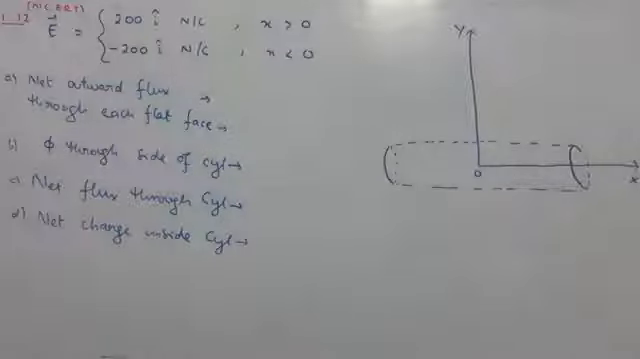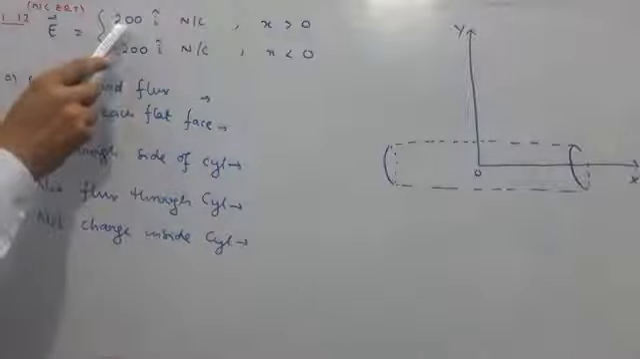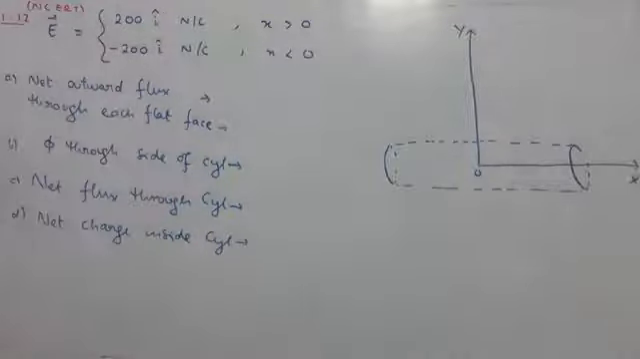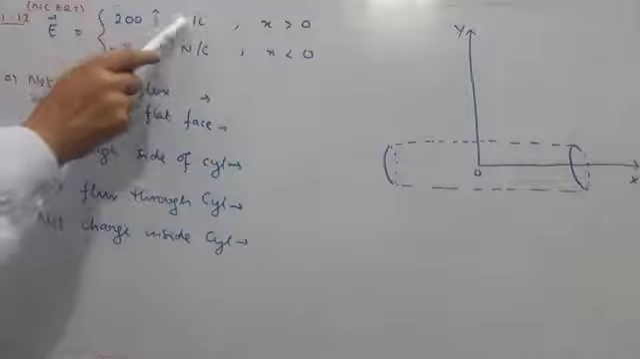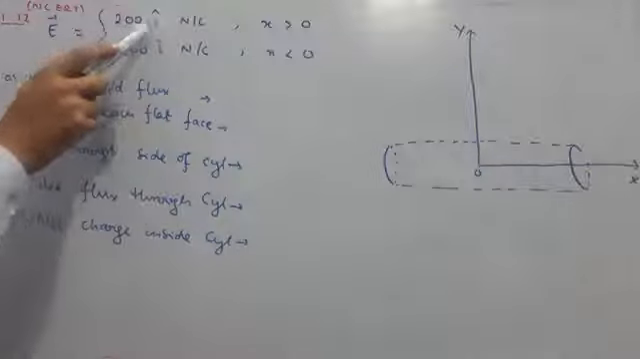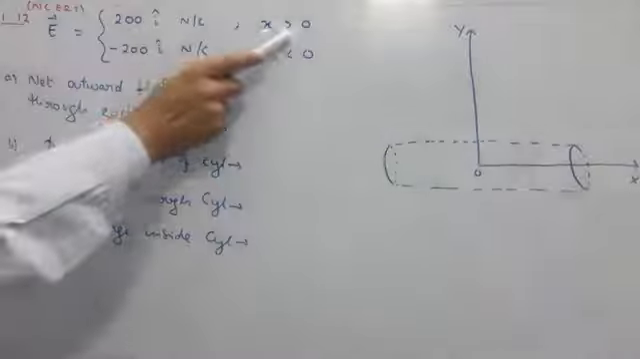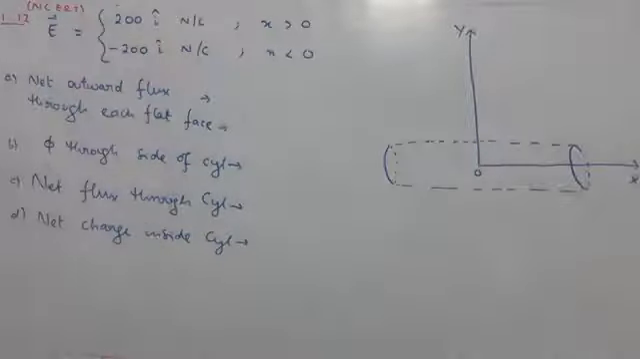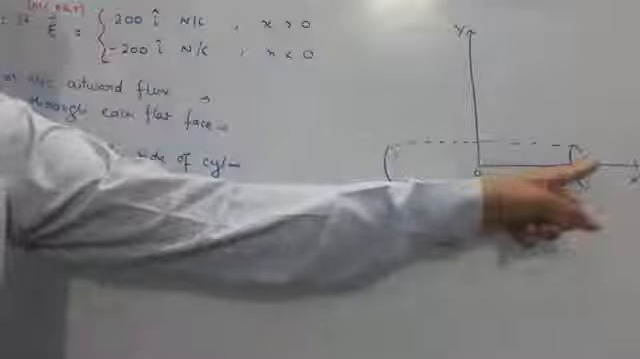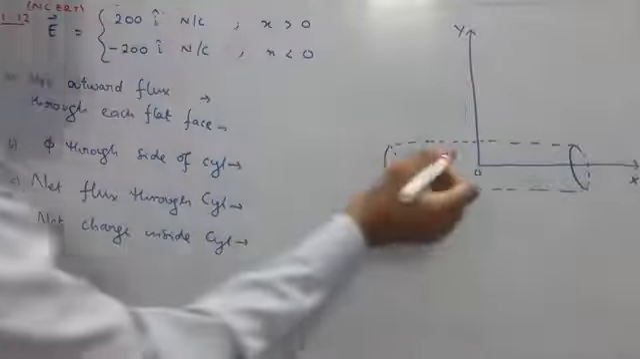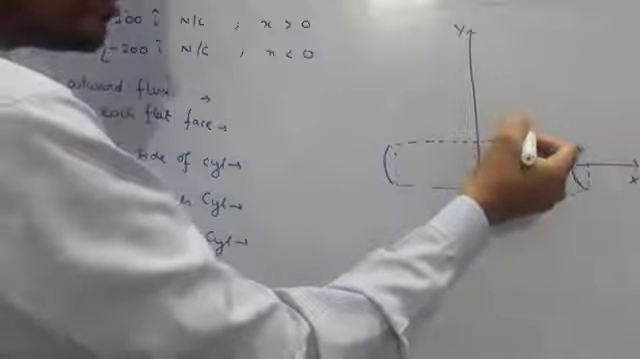This is example 1.12 from your NCERT. The electric field in this case does not depend upon x, y or z. You can see it has only a value. So we say it is uniform and its value is 200 units in SI, Newton per Coulomb. Direction is i cap, that means along the x axis, for x greater than 0. That means on the right of origin, the direction of electric field is towards right. So here the electric field is in this direction.